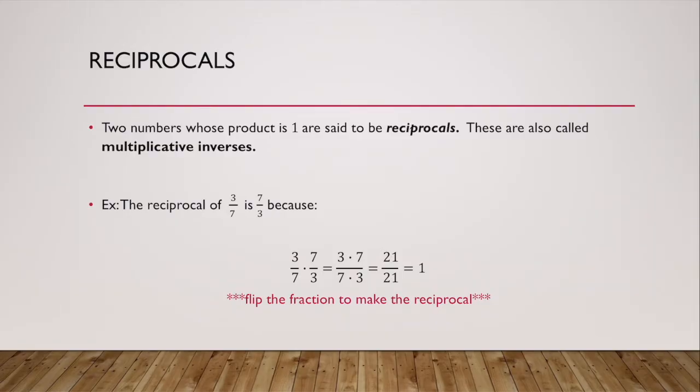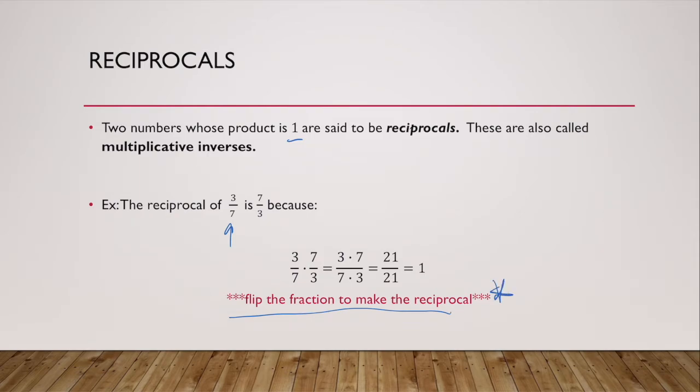Next, I want us to talk about reciprocals. So two numbers whose product is 1 are said to be reciprocals. These are also called multiplicative inverses. So before, we had additive inverses, which add up to 0, and multiplicative inverses multiply to 1. So the reciprocal of 3/7, for example, is 7/3, because 3 over 7 times 7 over 3 gives us 21 over 21, which is 1. I.e., you flip the fraction and make it a reciprocal.